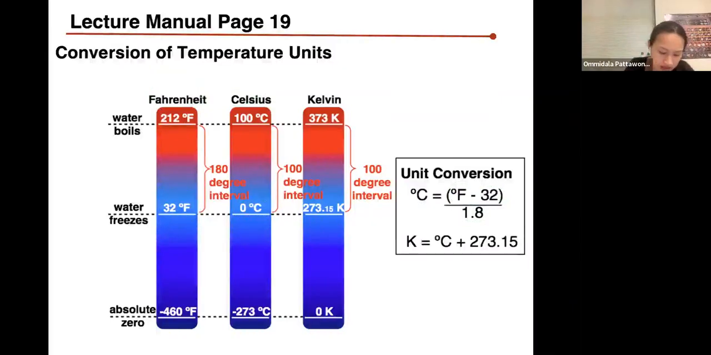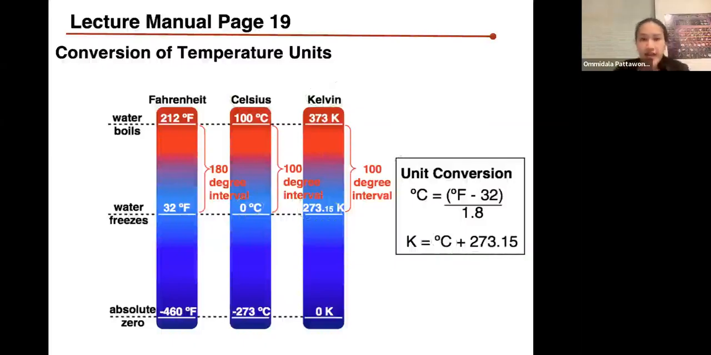Now, if you're looking at degrees Celsius versus Kelvin, at the freezing point right here, 0 and 273.15, you will see the difference is 273.15. Therefore, you are going to add that number to degrees Celsius to make it the same as Kelvin. You do not need to divide by anything because they both have the same degree interval. If you did divide, it would be divided by 1.